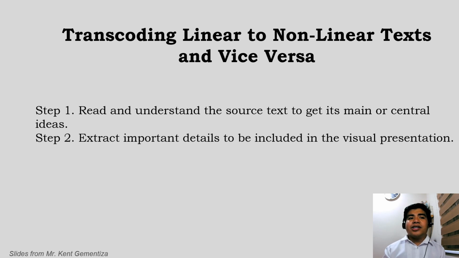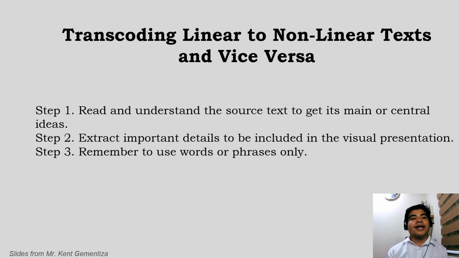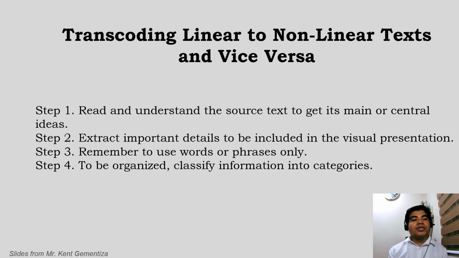Step two, extract important details to be included in the visual presentation. So this time, you have to take note of the most important, most significant elements, details, or facts about the source text. Step three, remember to use words or phrases only so that it will be more concise and easier for you to use the phrases and words that you have noted.